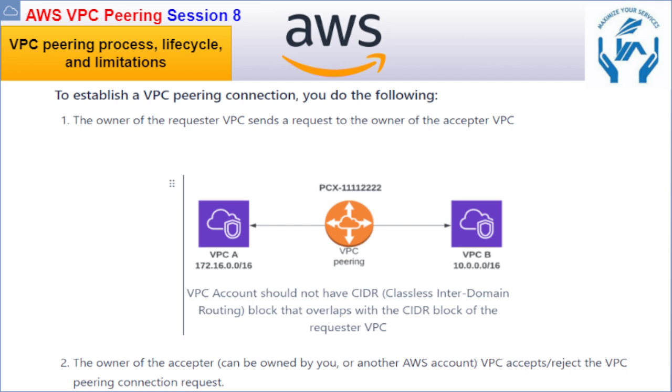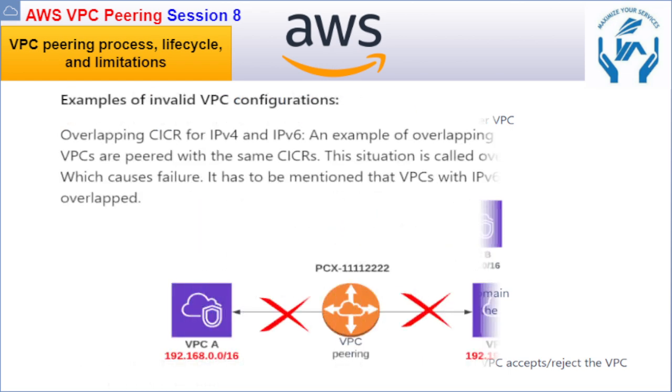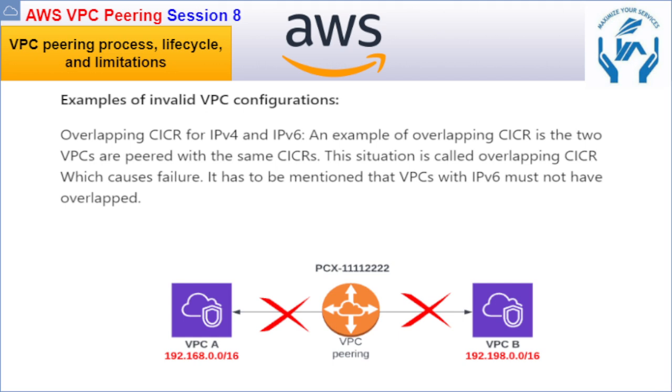As we discussed, the acceptor VPC accepts or rejects the VPC peering connection request. Your acceptor can also reject your request. This is another good point.